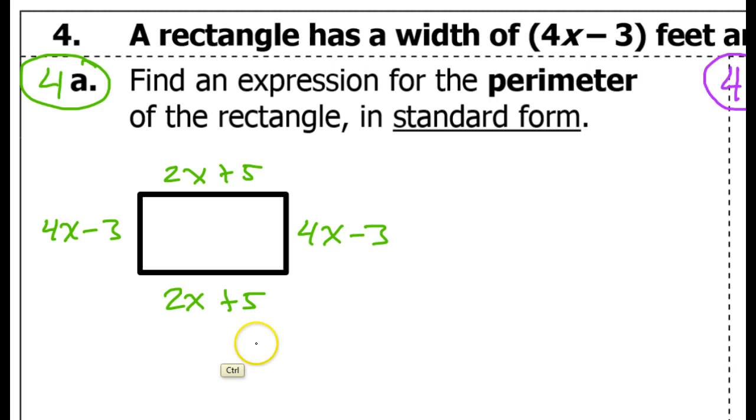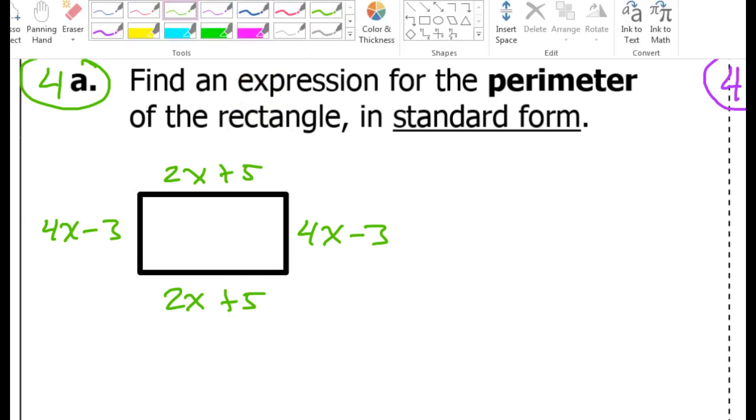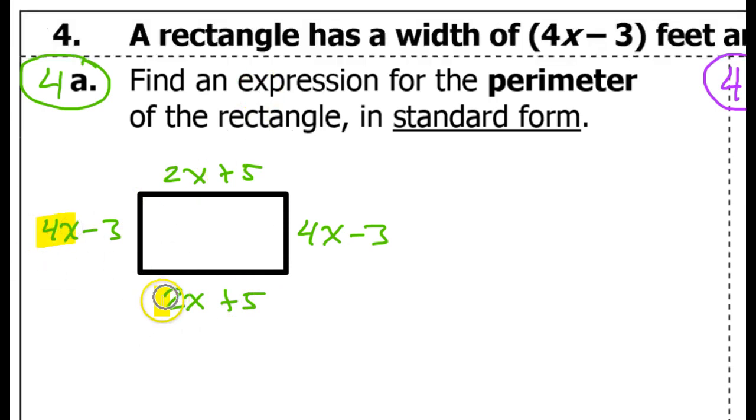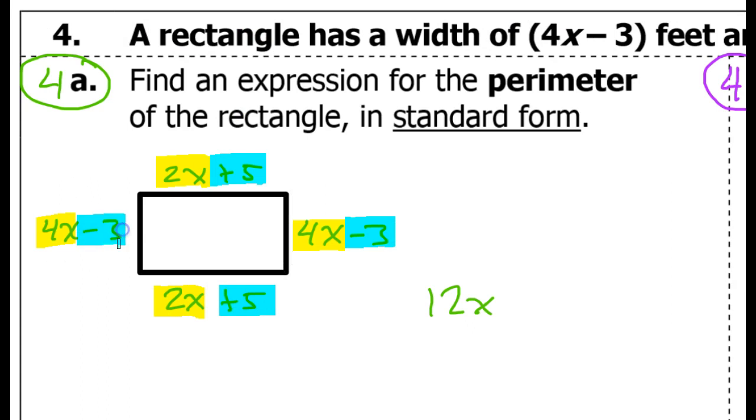Now I don't need to rewrite this so that all of the terms are in a row. I just understand that if I add all of these expressions, I'm combining like terms. So the like terms are 4x and 2x and 4x and 2x. So 4 and 4 make 8, and then 2 and 2 make 4. 8 plus 4 is 12. So altogether I have 12 x's. So 12x.